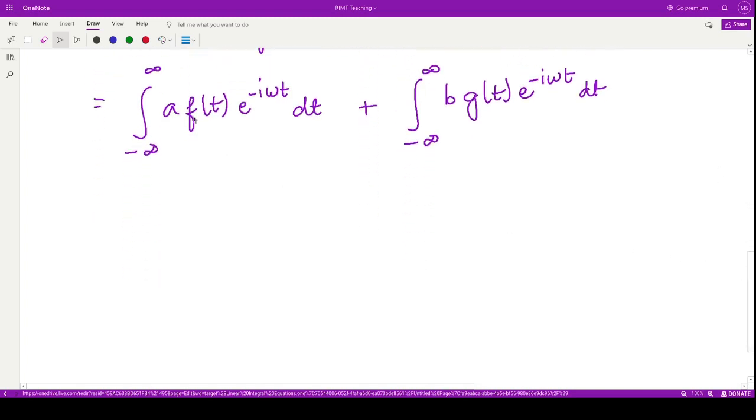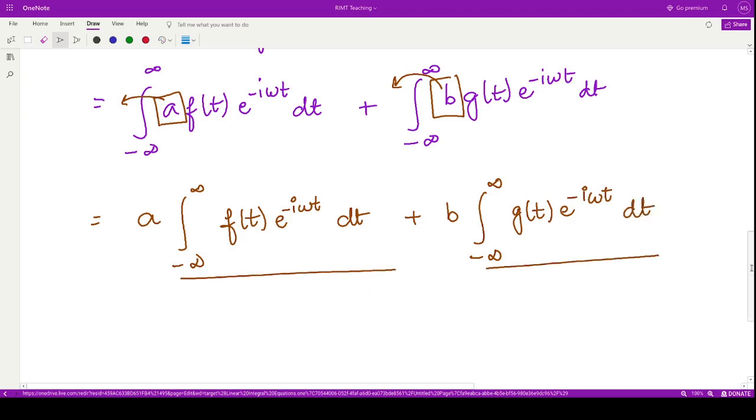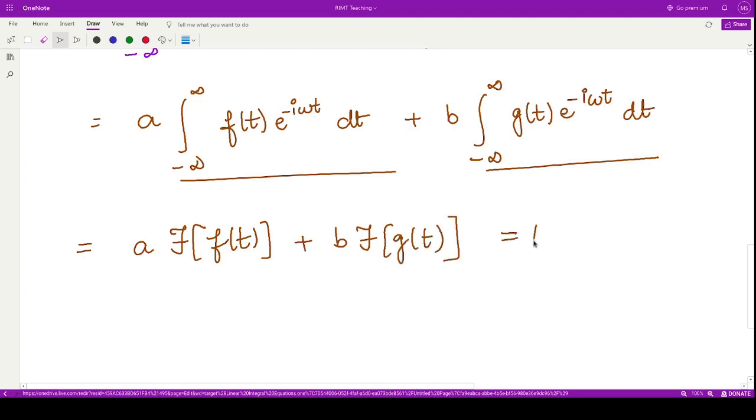Now what else can I do? Because this is a linear operator, a and b being constants, they can be taken out of the integration sign. So we can write this as a times the integration from minus infinity to infinity of f of t e to the power minus iota omega t dt, plus b times the integration from minus infinity to infinity of g of t e to the power minus iota omega t dt. Now look at these two terms. They are nothing but the Fourier transforms. The first term is the Fourier transform of the function f of t, and the second term is the Fourier transform of the function g of t. So this is nothing but your right hand side. You have proved that the Fourier transform is a linear operator.